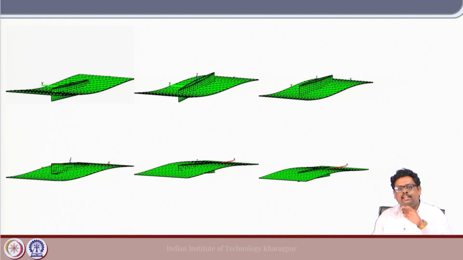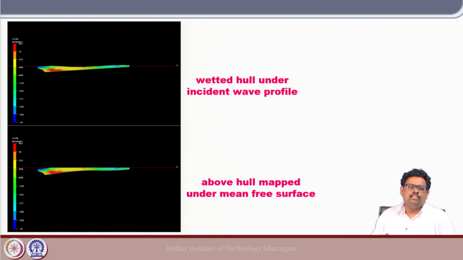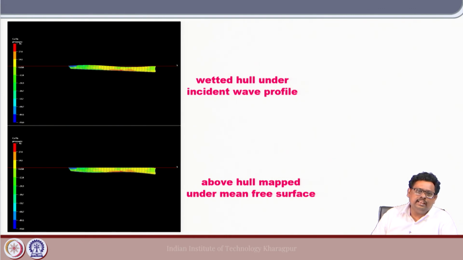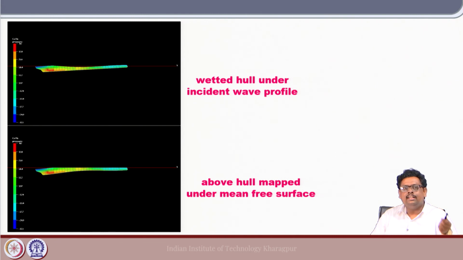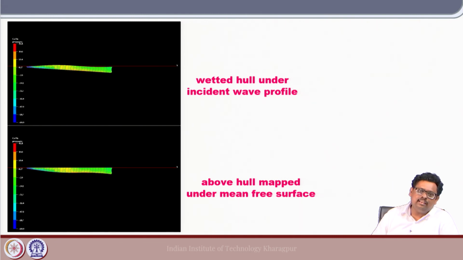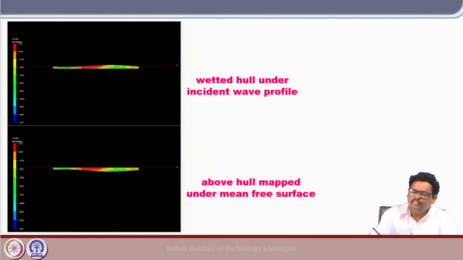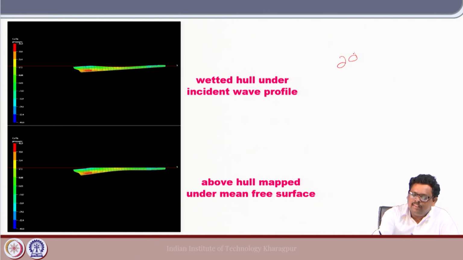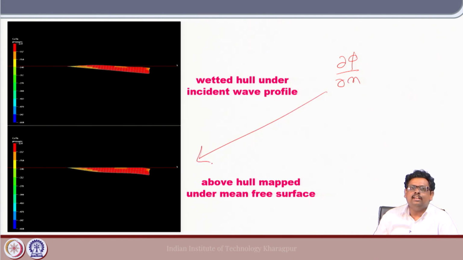Now, you see here this is what I am talking about, the exact weighted surface. In the top figure I can see the exact weighted surface, and in the bottom figure it is the transformed weighted surface. So, that is what we are using here. So, what I am using is my del phi del n in this particular thing.